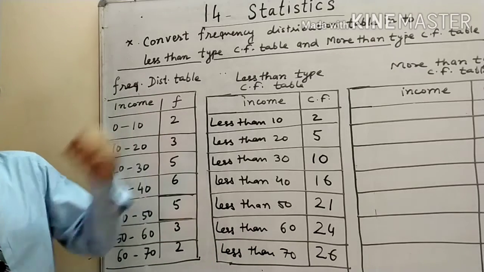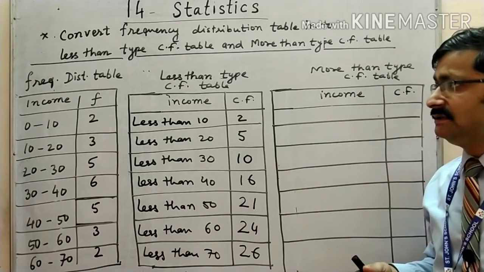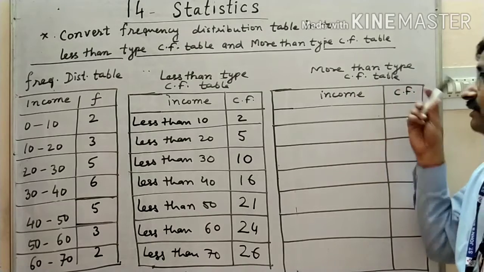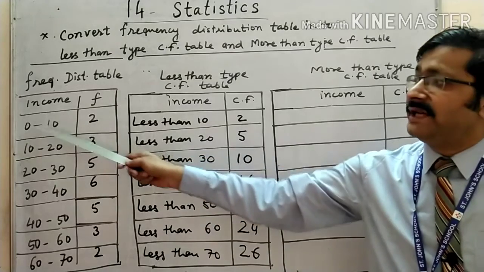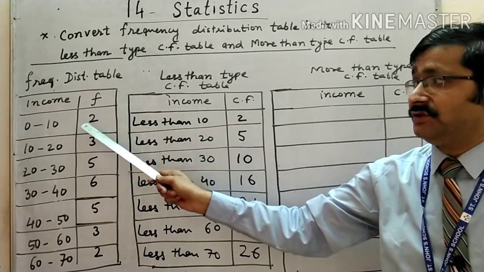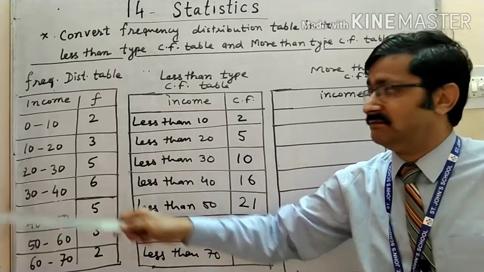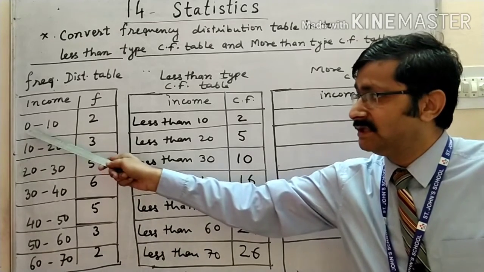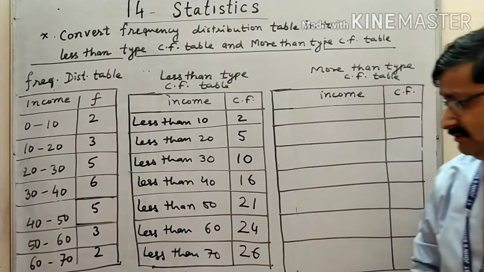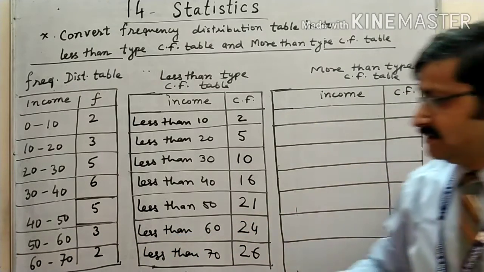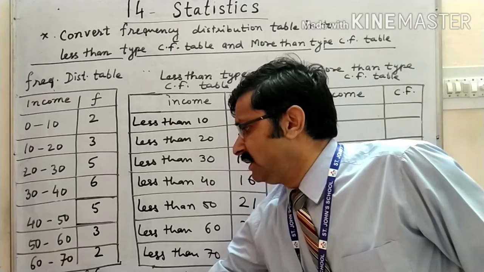Similarly we will find the more than type CF. How can we find more than type CF? Same as before. More than means, look here, 0 to 10 is given 2. Here we say more than 0. For more than type you will use the lower limit: more than 0, more than 10, more than 20, more than 30, more than 40, more than 50, more than 60. And what is the total of these? Total is 26. So you can write here that the total is 26.